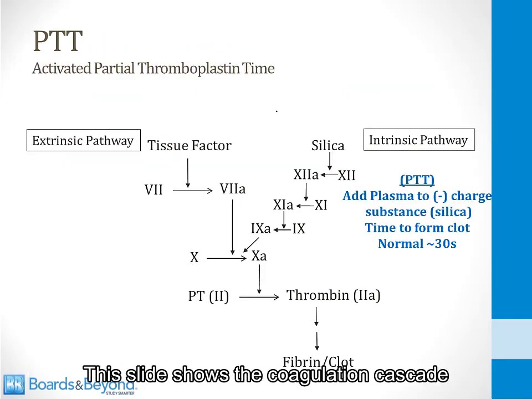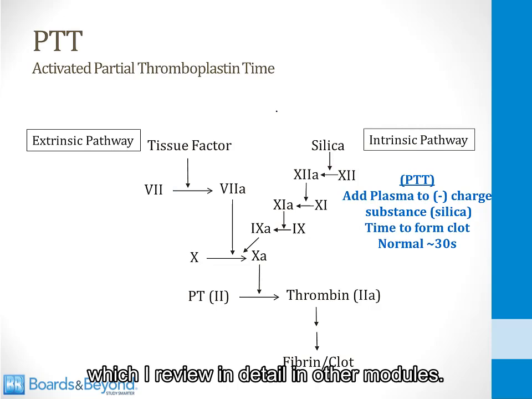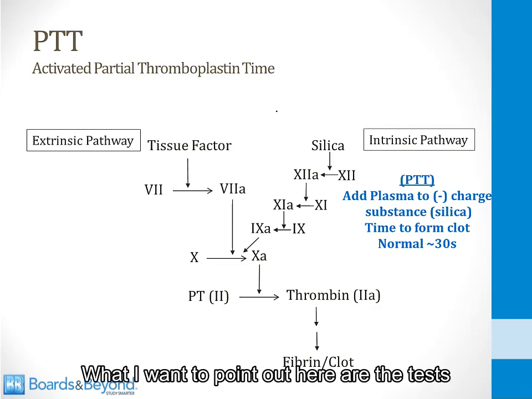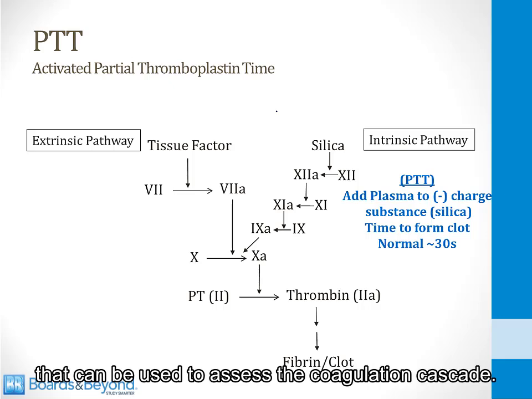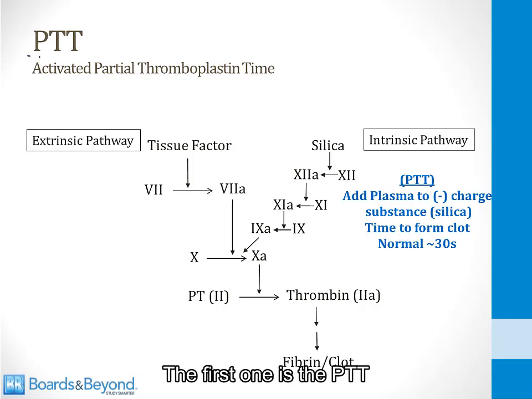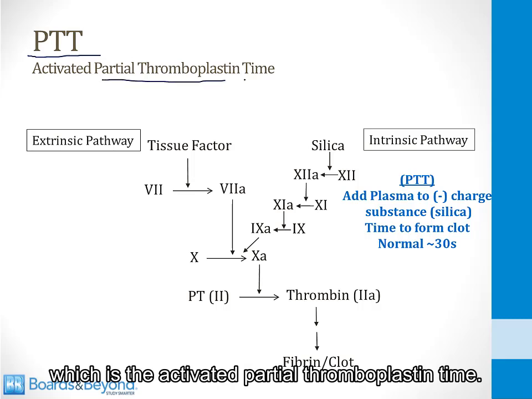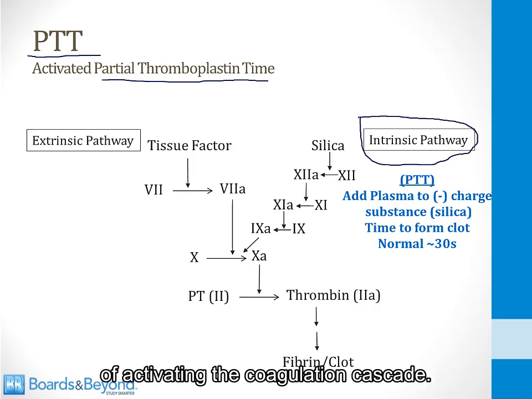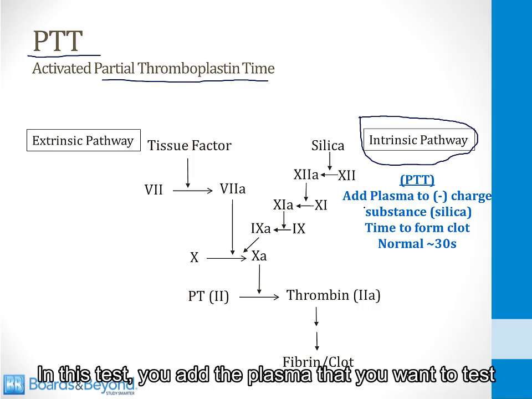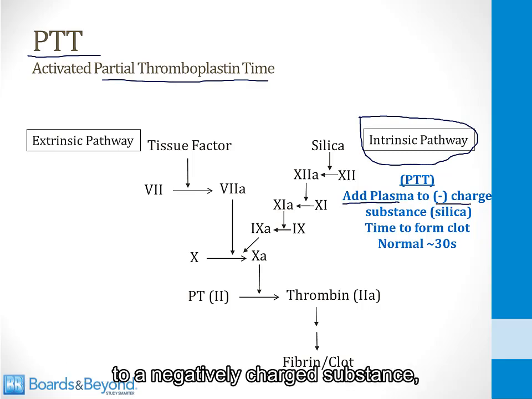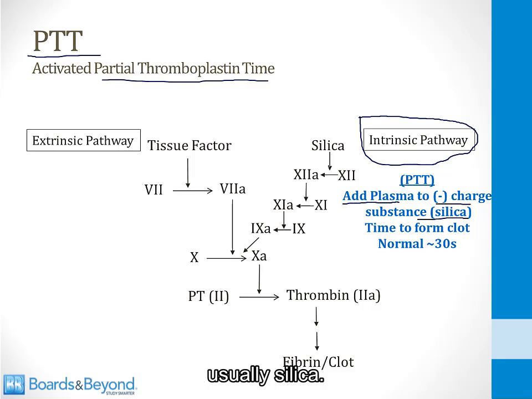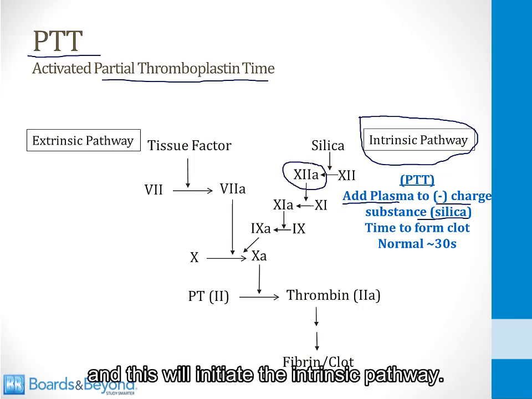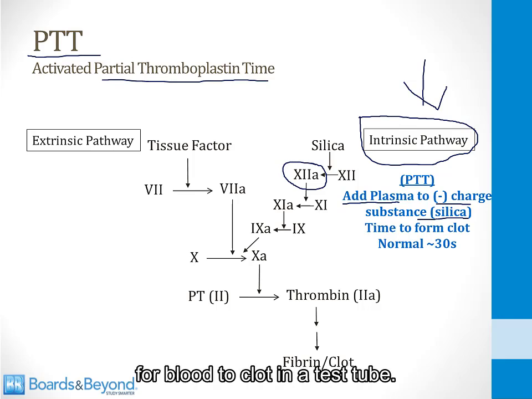This slide shows the coagulation cascade, which I review in detail in other modules. What I want to point out here are the tests that can be used to assess the coagulation cascade. The first one is the PTT, which is the activated partial thromboplastin time. This tests the intrinsic pathway of activating the coagulation cascade. In this test, you add the plasma that you want to test to a negatively charged substance, usually silica. Silica will activate factor 12, and this will initiate the intrinsic pathway. You then record the time it takes for blood to clot in a test tube. Normal is about 30 seconds.